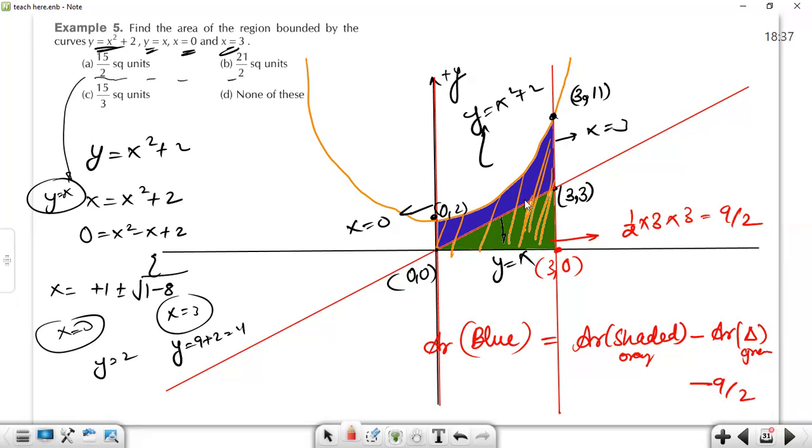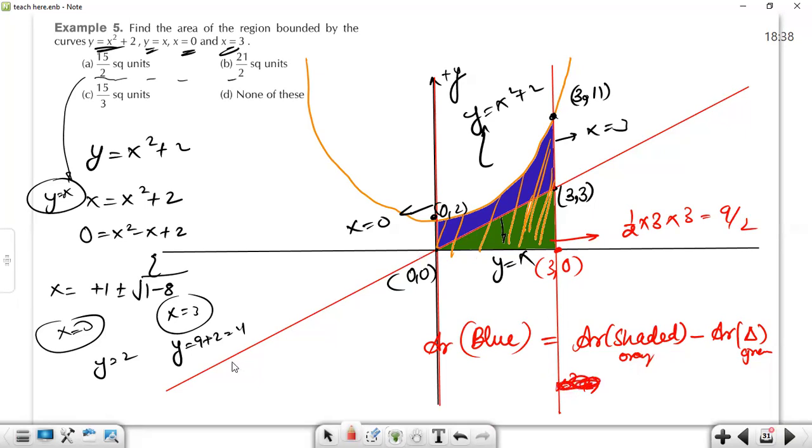So we have to find the area of the shaded region. So this is the curve. We have the equation of the curve. Let's write the equation of the curve in terms of x. It is already there. So x squared plus 2, x squared plus 2. So what we'll do for the area of the shaded region.